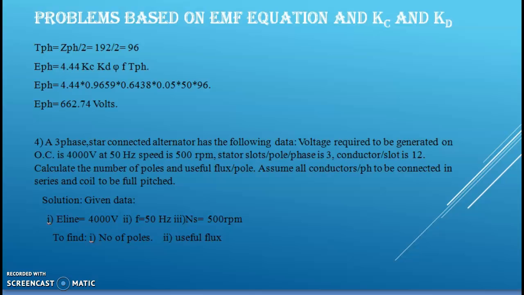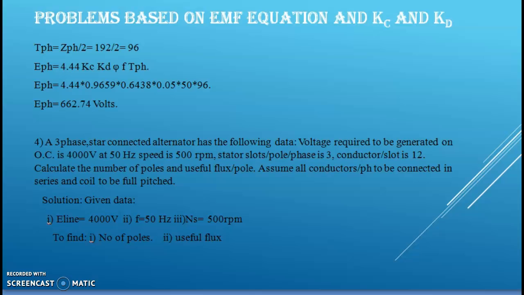Stator slots per pole per phase is 3, so they have given here the value of M. Conductors per slot is 12. Calculate the number of poles and the useful flux. Assume all the conductors per phase are connected in series and the coil is full pitched. Coil is full pitch means Kc is equal to 1. So one thing is clear: here Kc is equal to 1.